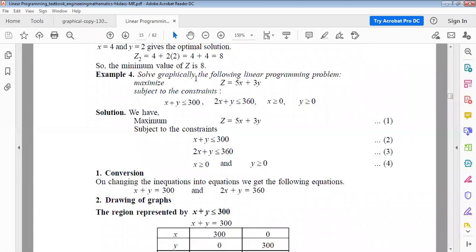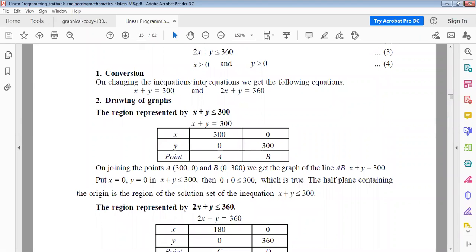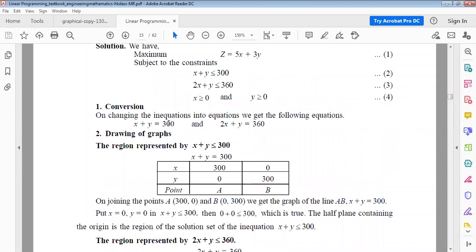Solve graphically the following linear programming problem. Maximize Z equals 5x plus 3y subject to these two constraints only. We maximize the objective function under these two constraints. Now converting the above inequality to the equality equation, we get this.